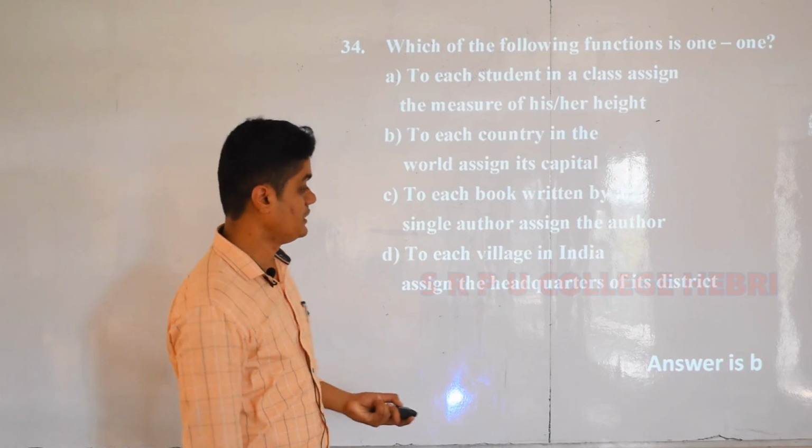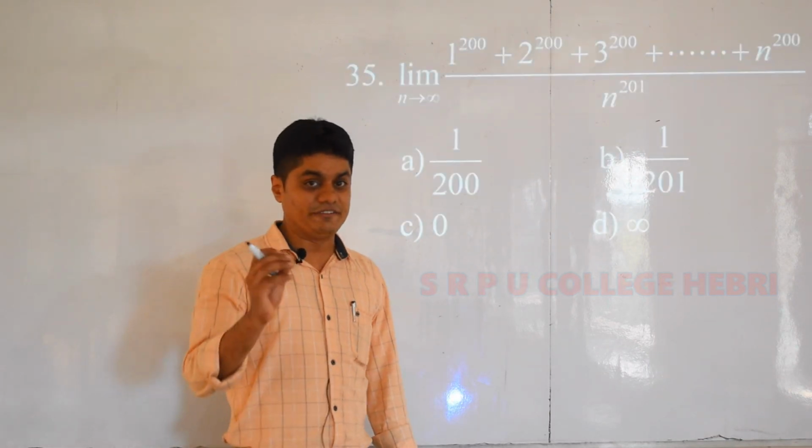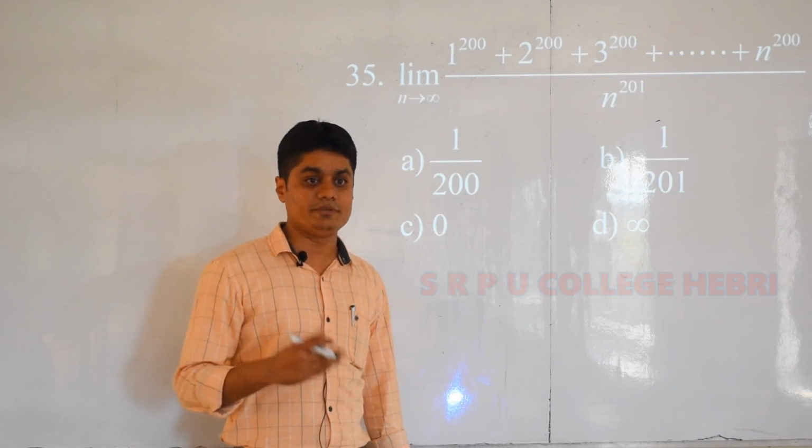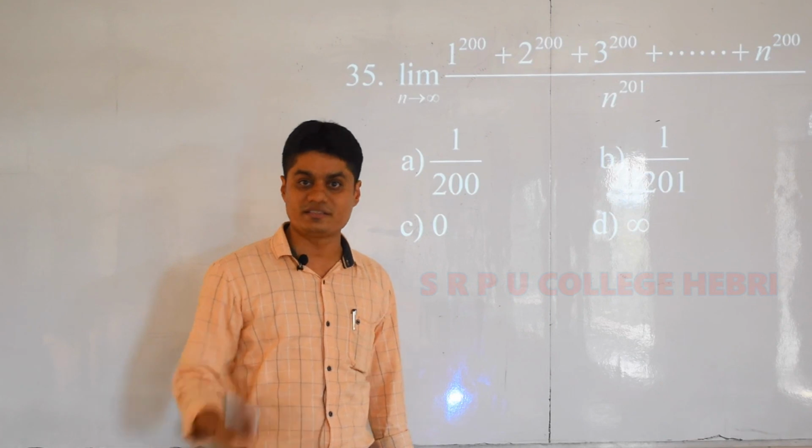Understood? Very good. Okay, next question. This is from limits. A slightly difficult pattern, a difficult question. Maybe you didn't see it anywhere in the first PUC in limits. It's a different one.